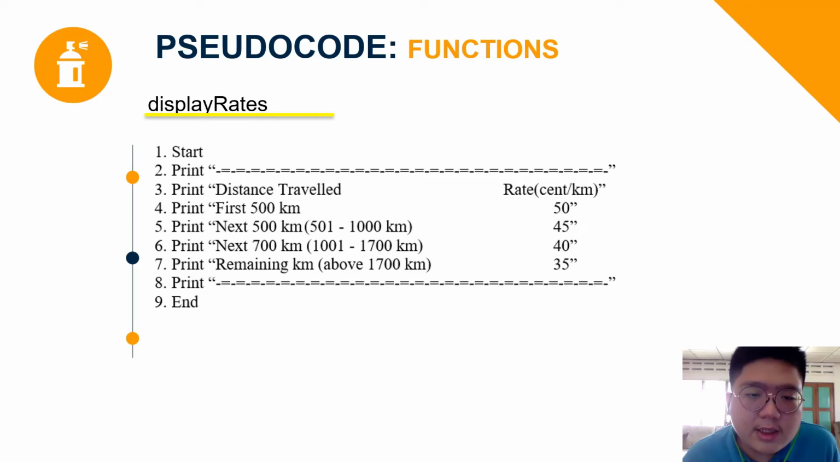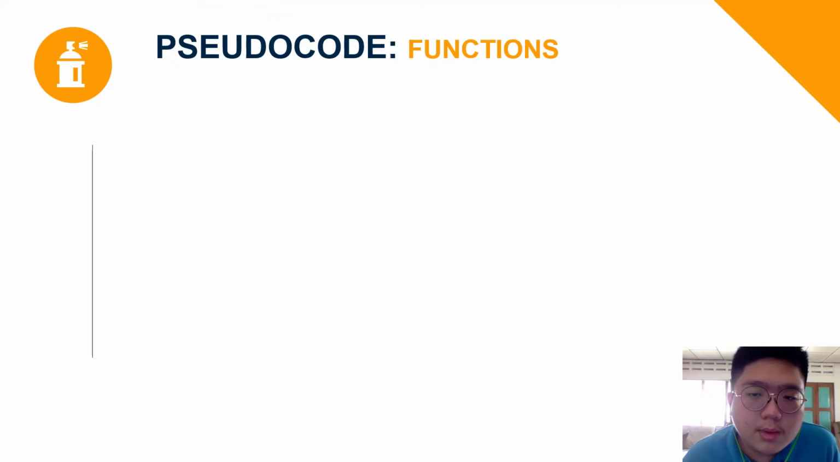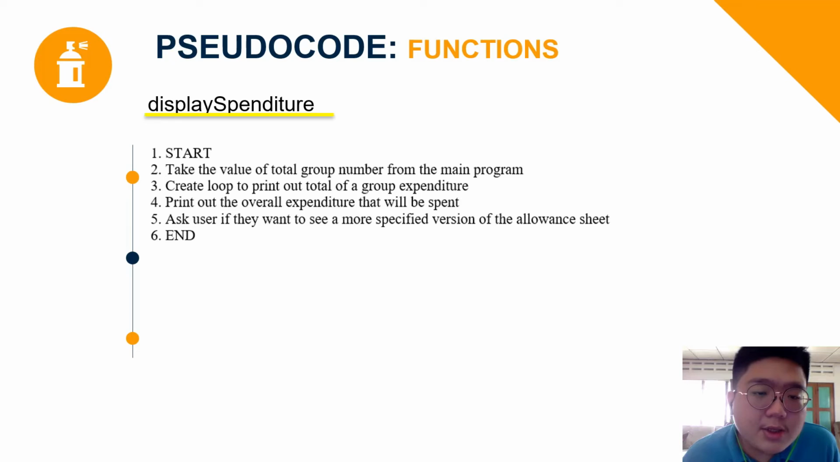And this function just displays the rates that we calculated just now. And the display expenditure function will take the value of total group number from the main program and create a loop to print out the total group expenditure. And then we will print out the overall expenditure that will be spent and ask the user if they want to see a more specified version of the allowance sheet.